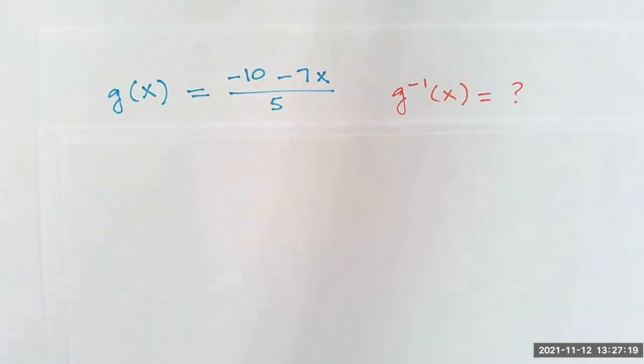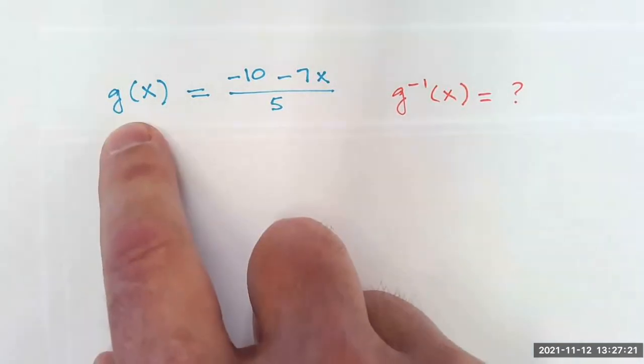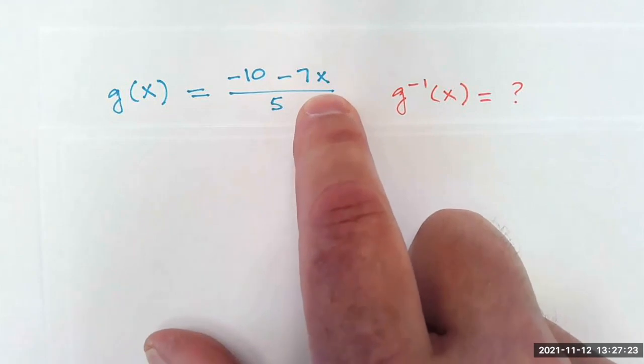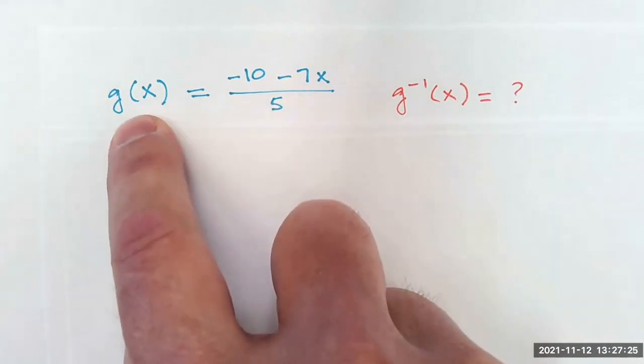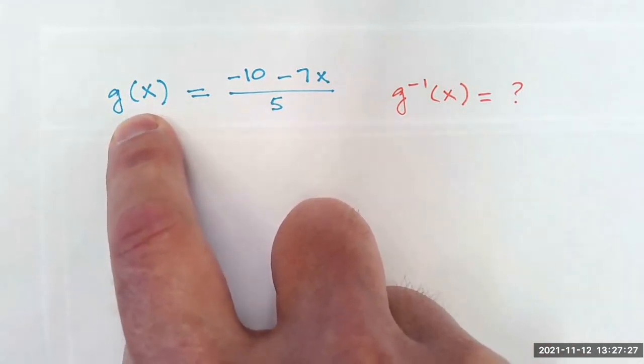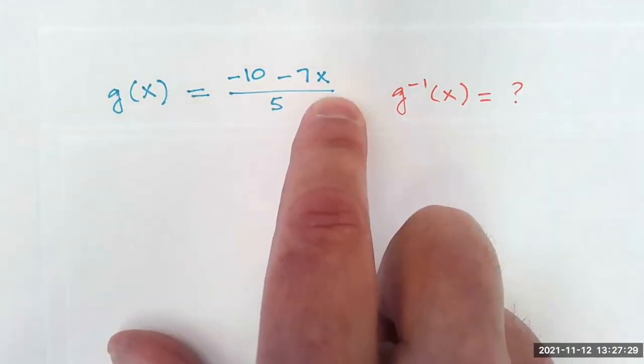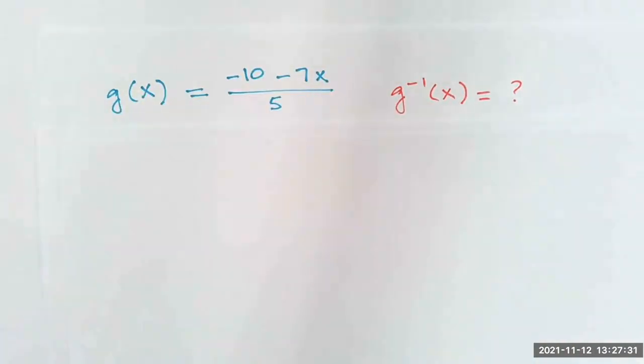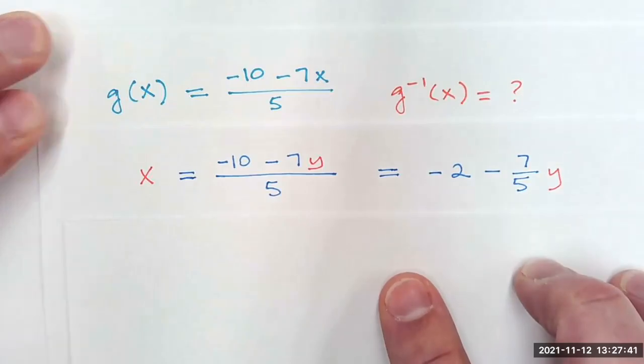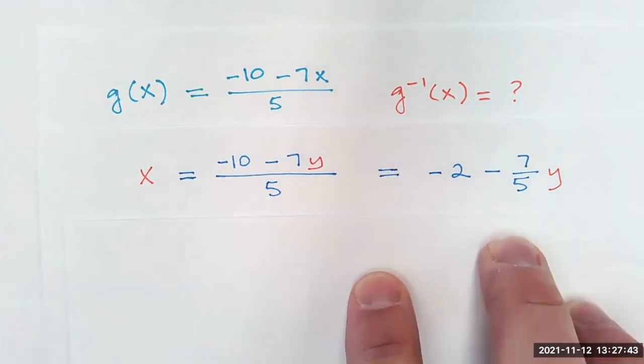So the first step, recognizing that we have an output and an input. g of x is equal to y, y is equal to g of x. That's our output, x is our input. We want to exchange input for output. Our domain will become our range, and our range will become our domain. So we exchange x for y.